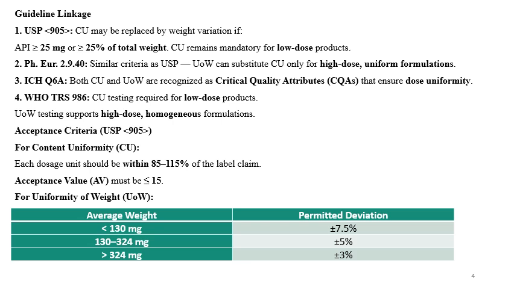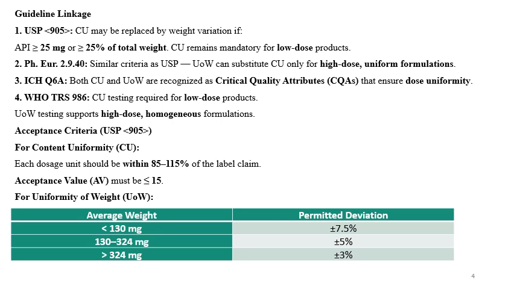Guideline for these testings: USP 905 says CU may be replaced by weight variation if the API content in the formulation is equal to or around 25 mg or 25% of the total weight. For example, a 100 mg tablet contains 25 mg of the API.